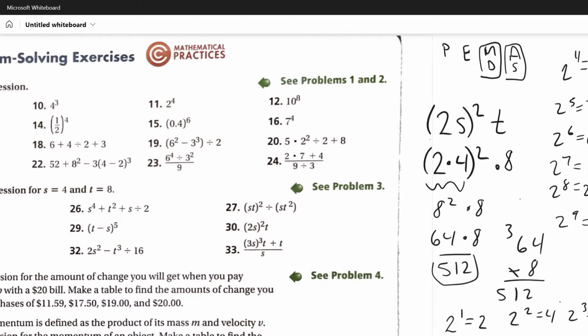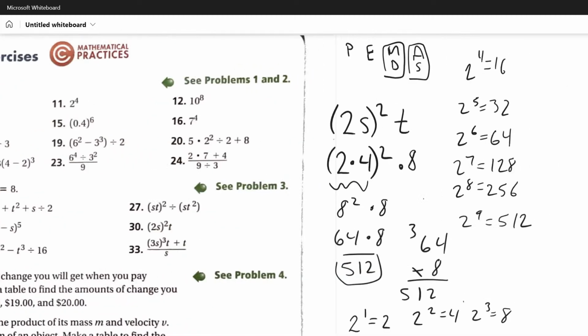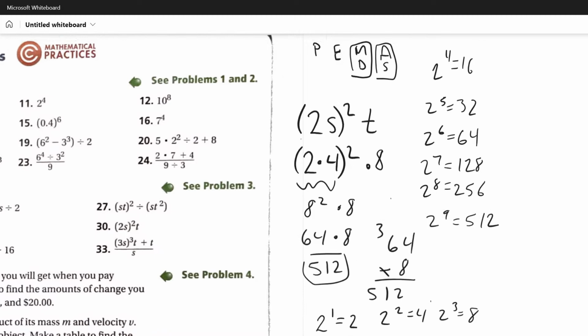Oh, and it's off the screen. Sorry, it's off the screen. So yeah, you kind of check that out. I fixed that.